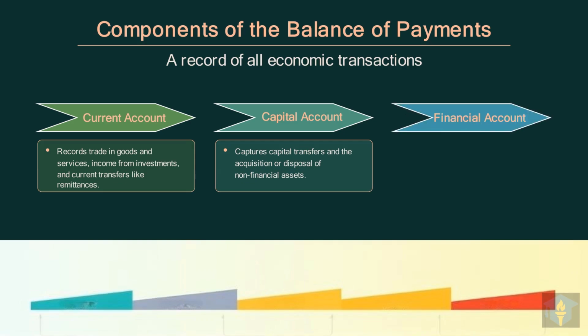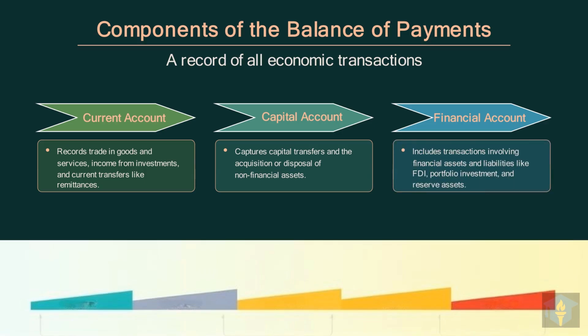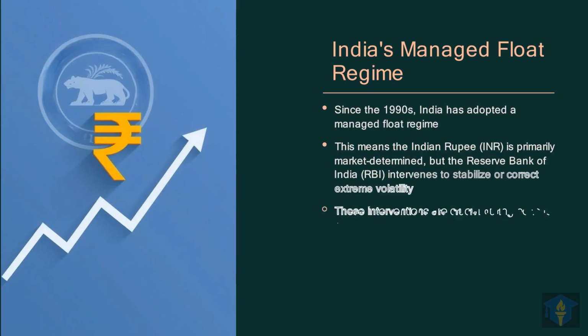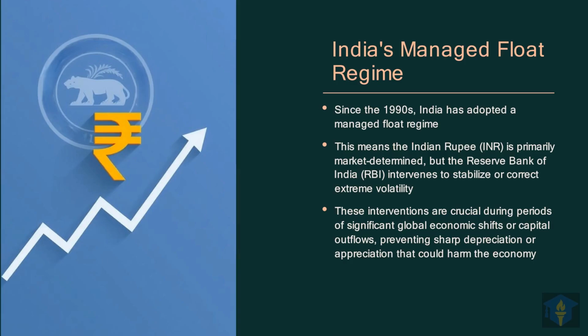Finally, we have the financial account, which tracks how a country finances its international transactions. It includes transactions involving financial assets and liabilities, such as foreign direct investment, portfolio investment, and reserve assets. Now, let's delve into India's specific exchange rate system, the managed float regime. Since the 1990s, India adopted a managed float, where the rupee is market-driven, but the RBI intervenes to manage volatility.